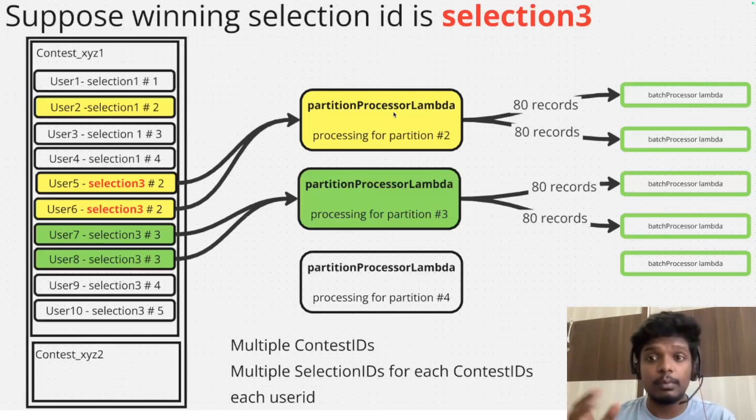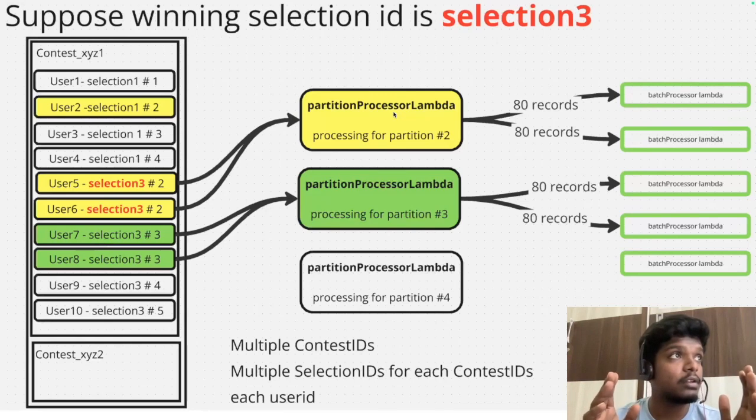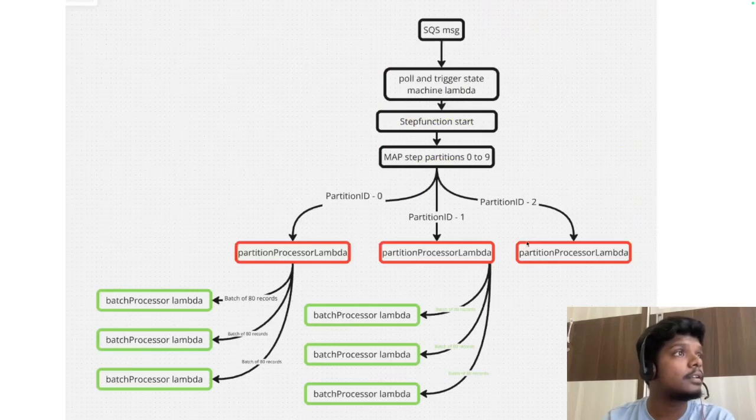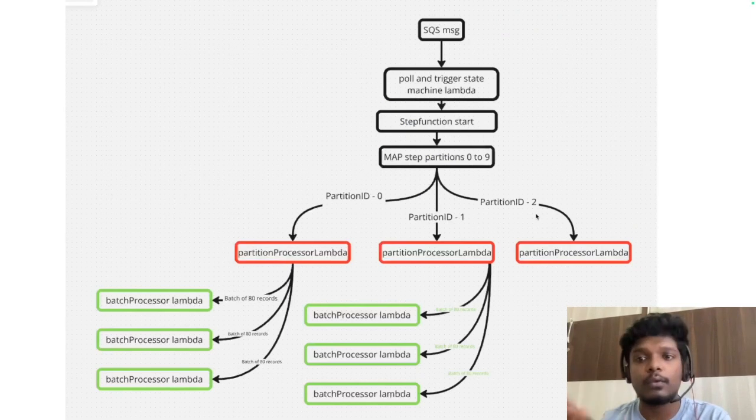So like this, there will be 10 partition processor Lambdas running in parallel for partitions 0 to 9, each Lambda fetching the users in its partition and then dispatching the rewards. So this is roughly how it will work. This is 0 1 2 3 4 5 6 7 till 9, different Lambdas. This Lambda's job is solely fetching the DynamoDB records and then triggering a new batch processor Lambda for each batch of 80 records.